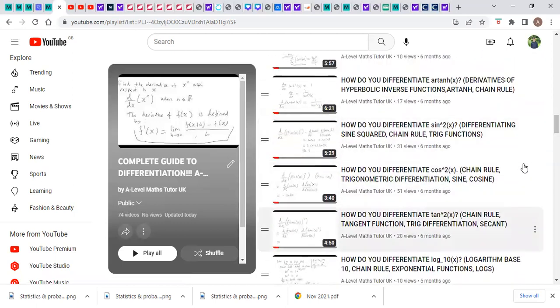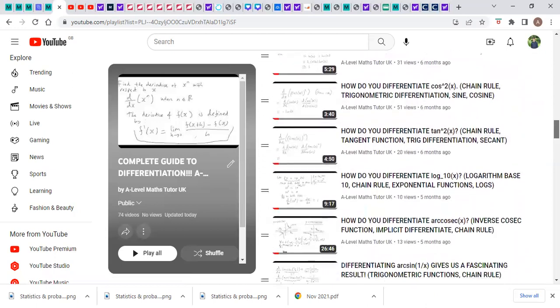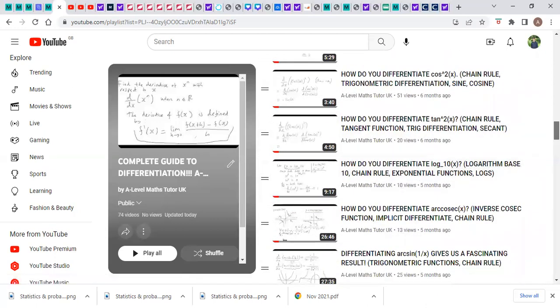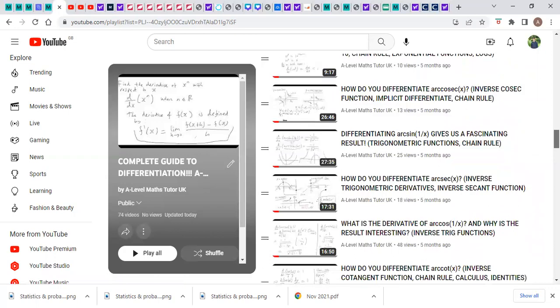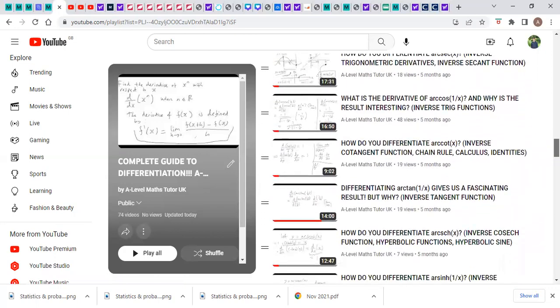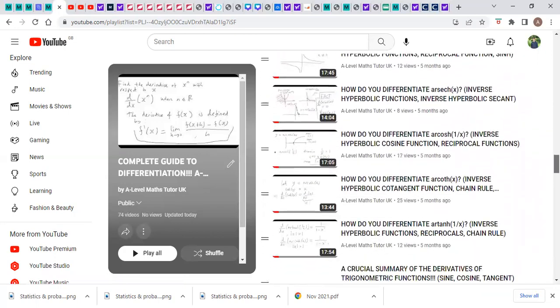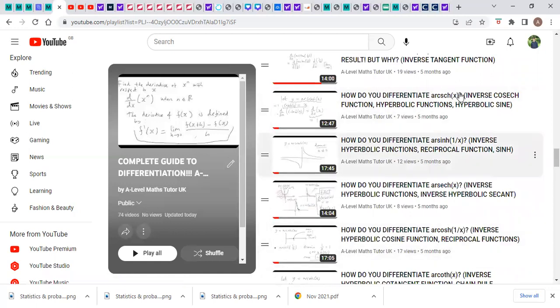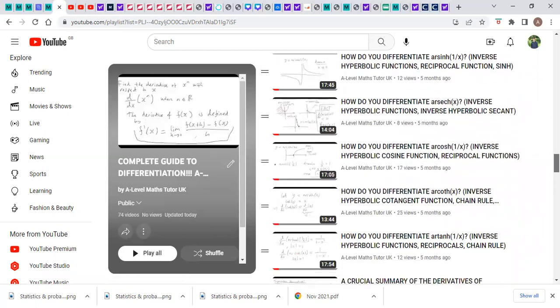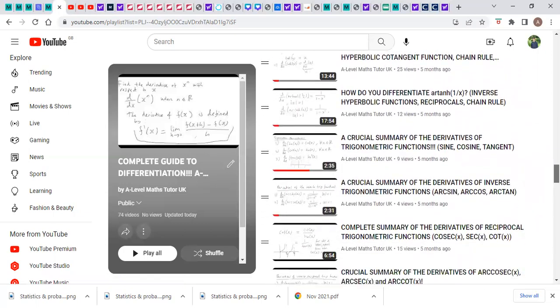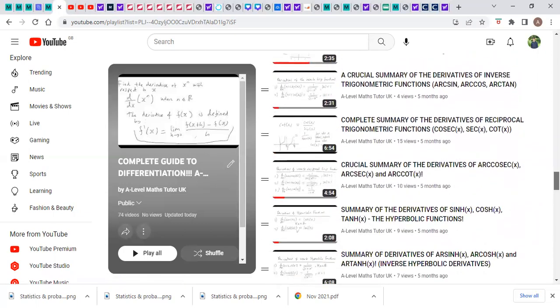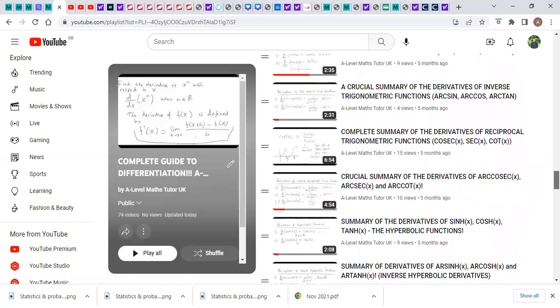Sine squared, cot squared, tan squared, you all need to know how to differentiate that. Log base 10 of x, arccosec of x, arcsine of 1 over x. So all of these derivatives here, and we've got some more hyperbolic ones here. If you see an h at the end of the function, basically it's an A-level further maths derivative, not an A-level maths one. So you can ignore that if you're just a straight A-level maths student.